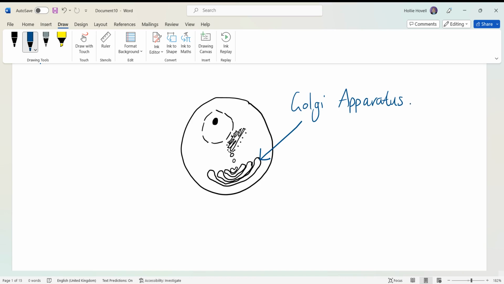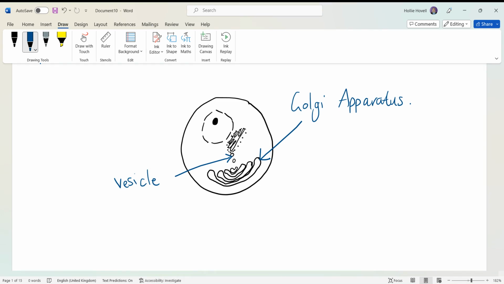So this is where our protein arrives after it's been made at the rough ER, transported through the rough ER, transported then in a vesicle. We never labelled those, did we? These little transport things are called vesicles. It's just a little ball with membrane around the outside carrying the protein in the middle. And it comes along to the Golgi apparatus.